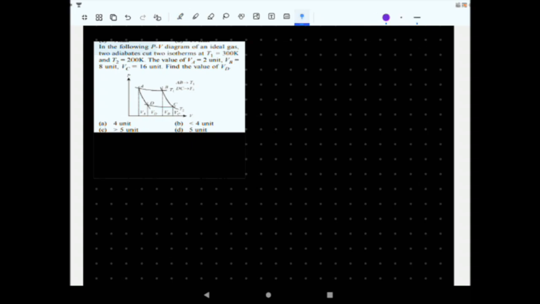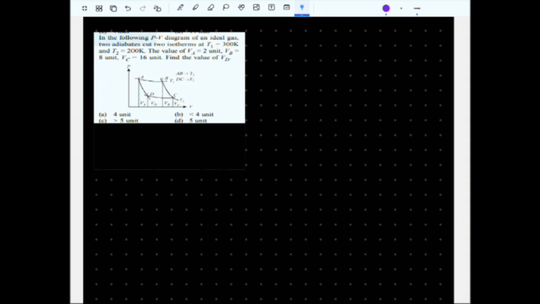So let's see this question. In the following PV diagram, an ideal gas goes through two adiabatic curves and two isotherms at T1 equal to 300 K and T2 equal to 200 K. We can see here that AB is at T1 and DC is at T2. So these two lines are isotherms, and AD and BC are the adiabatic curves. We know the values of all the volumes, and we have to find VD.